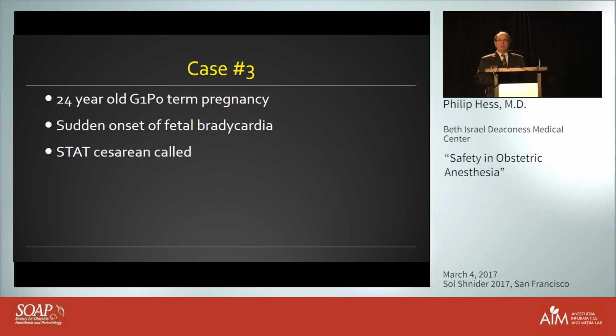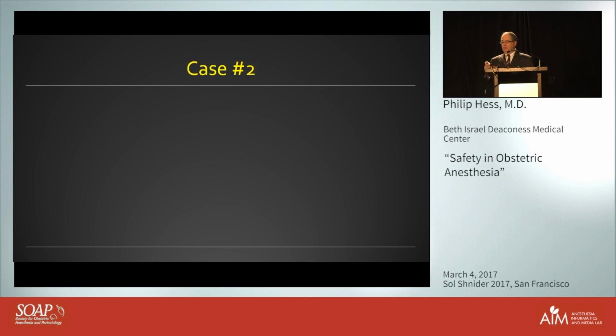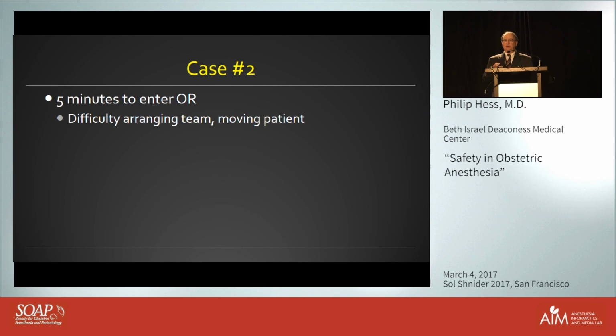Which brings us to case number 3. And this is a case that demonstrates what we call the Plan-Do-Check-Act cyclical improvement program. This is a 24-year-old gravida 1 term pregnant patient. She had a sudden onset of fetal bradycardia, and there was a stat cesarean delivery that was called. It took about 5 minutes for the patient to go from the labor room into the operating room, right?